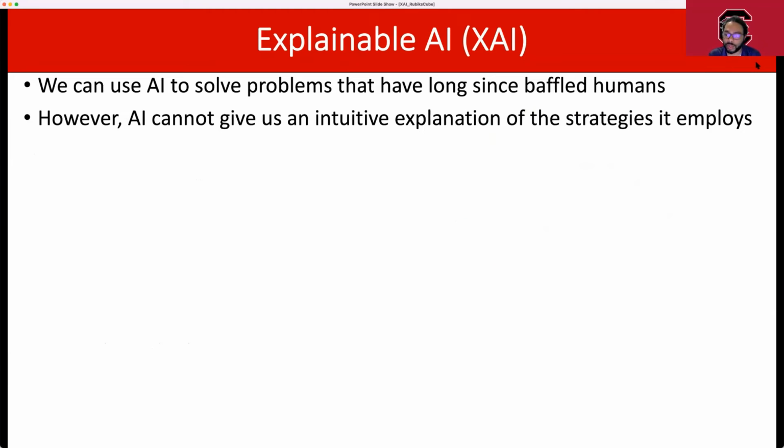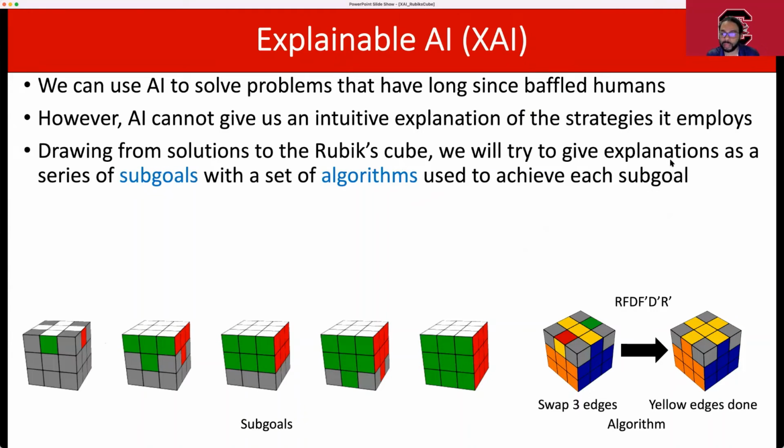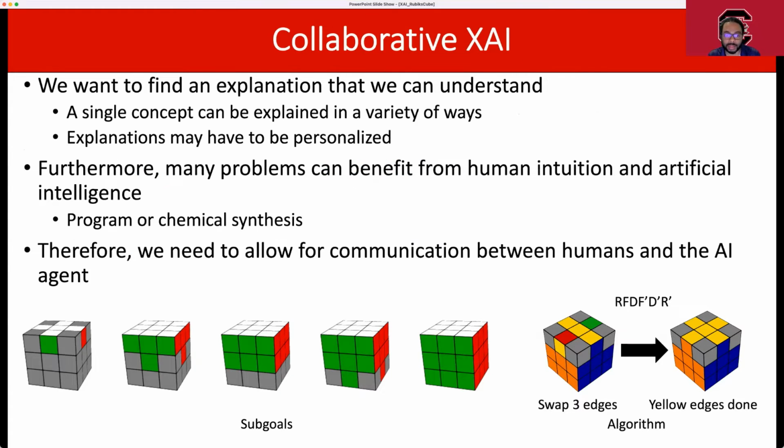So we want to use explainable artificial intelligence, not just to solve these problems, but to explain them in a way that humans can understand. We are taking inspiration from the way the Rubik's Cube is typically explained to humans: you have a sequence of sub-goals, and algorithms to help you achieve each sub-goal. We want to not just find some fixed set of sub-goals and algorithms, but to allow a human to interact with the system and find a particular solution that they themselves are interested in.